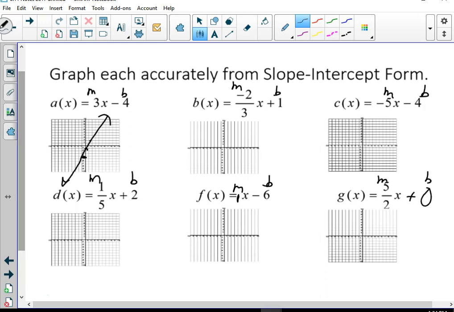Now on this one, my B is 1, so I'm going to be starting right there. My slope is -2/3, which means down 2, right 3. So from here, I'm going to go down 2, right 3. You always start with the top number. Right? Yes.